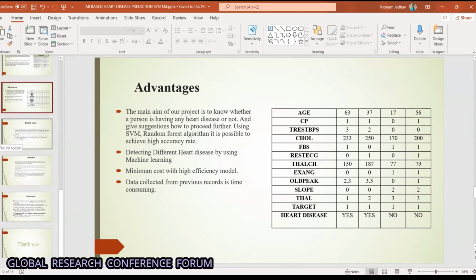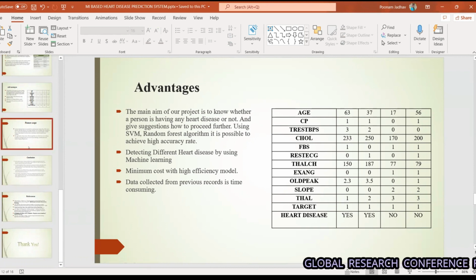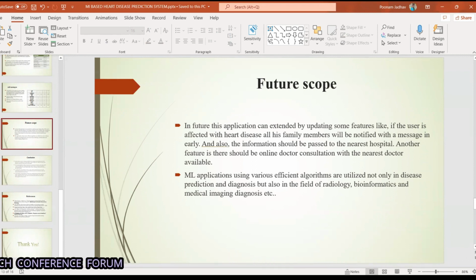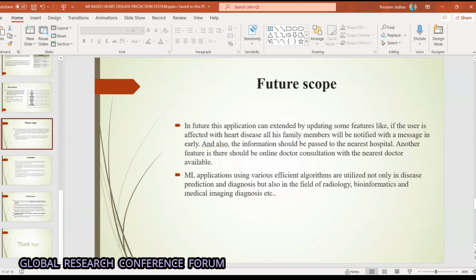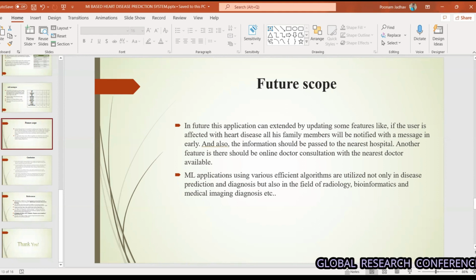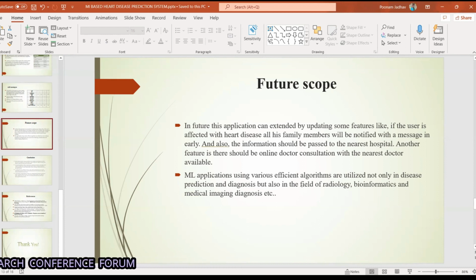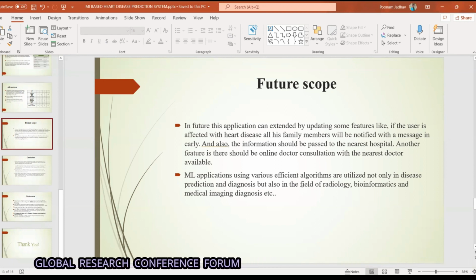So we are detecting the different heart diseases. In the future scope, if the user is affected by a disease, all the family members will be notified by message early, and the information should also be passed to the nearest hospital. Another feature is that online doctor consultation with the nearest hospital should be available. Suppose we have to do detection abroad and also in India; by using machine learning we can transfer the data and detect which disease is diagnosed.